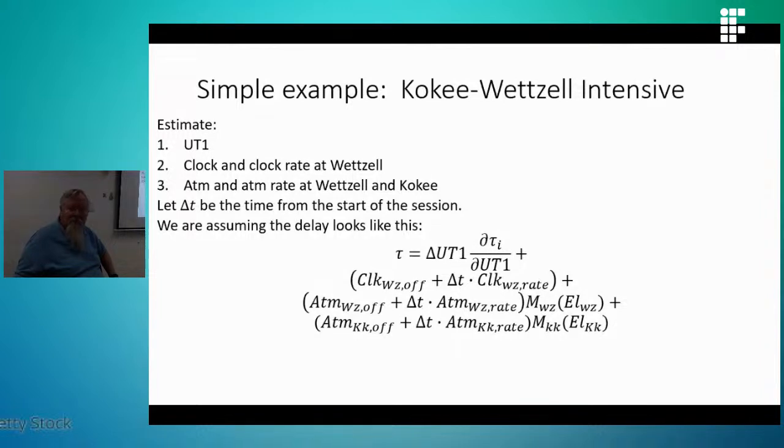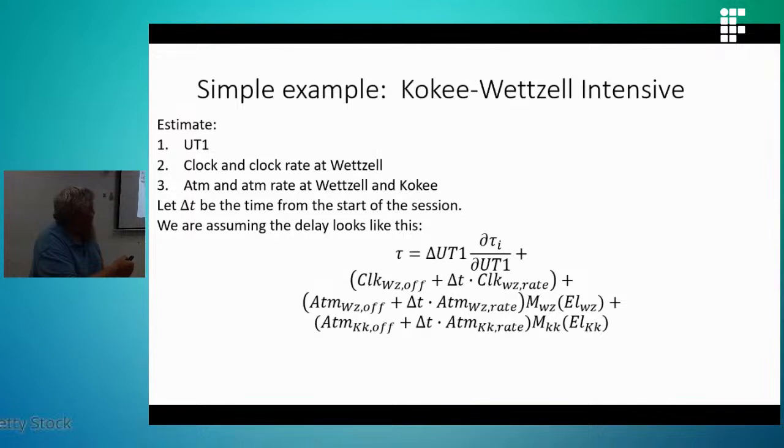Our example is a session where all I want to estimate is UT1. That's really what I'm interested in. But I have to estimate other parameters because they're going to corrupt the delay. So my first parameter is going to be UT1. My second is I have to estimate some kind of stuff for the clock, so I'm going to assume a clock and a clock rate at Wetzel. That's going to be my model. And then I'm going to assume an atmosphere and an atmosphere rate at both Wetzel and at Coquet.